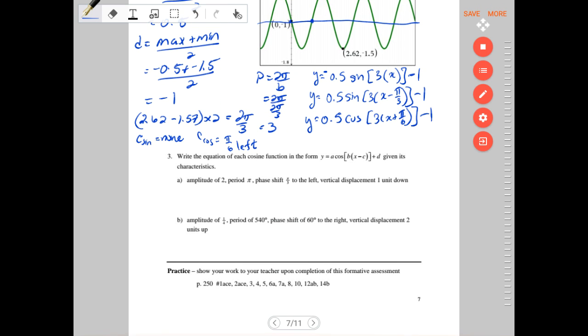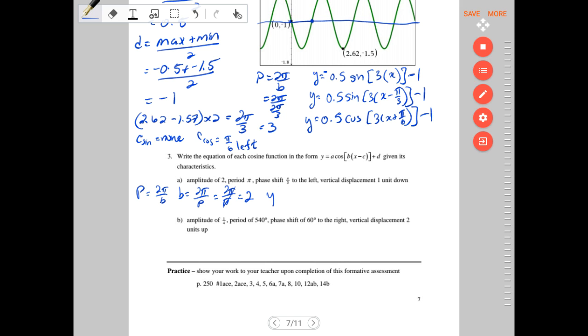Last example. Write the equation of each cosine function in the form given its characteristics. So amplitude of 2, period is pi, phase shift pi over 3 to the left, and vertical displacement of 1 unit down. Okay, so first thing we need to do, if the period is equal to pi, then we want to go 2 pi over b. So b would of course equal 2 pi over the period, the reciprocal. So that's 2 pi over pi, which just equals 2 because the pi's cancel out.